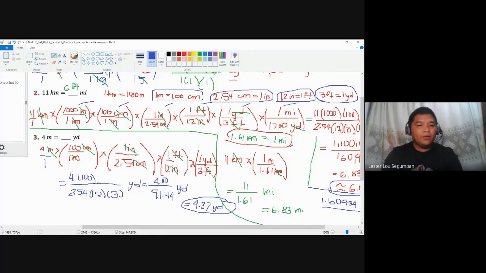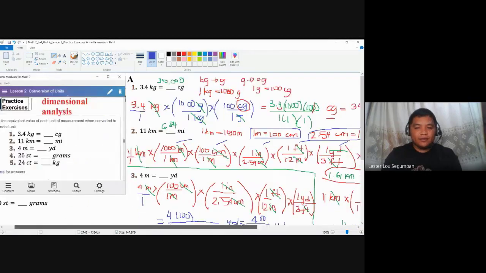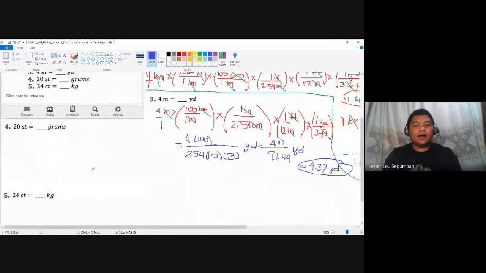So number one is for mass. Number two and three are for length, measurement of length. Number four and number five are for mass. Let's try to convert 20 st. If you don't know what st means, that's stone.